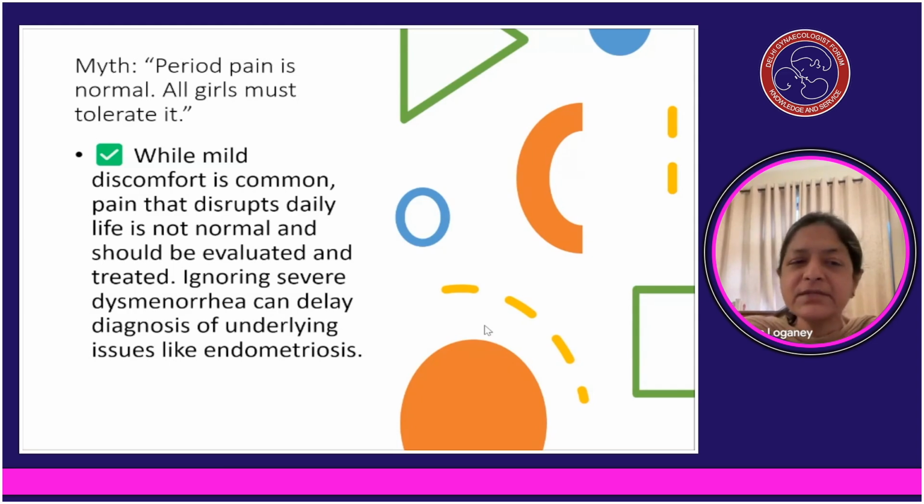Myth: period pain is normal. All girls must tolerate it. The reality is that while mild discomfort is common, pain that disrupts daily life is not normal and should be evaluated, treated. Ignoring severe dysmenorrhea can delay diagnosis of underlying issues like endometriosis.